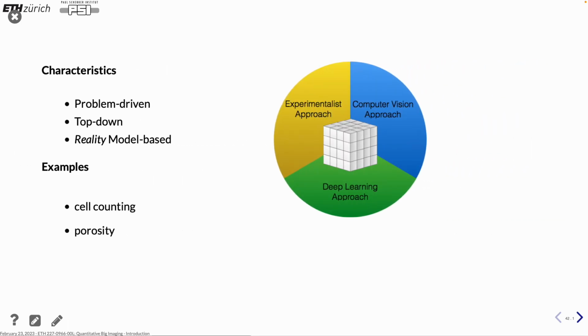Looking at the experimentalist first, you have a very problem-driven, top-down approach. You will have a reality-based model. You know what you actually have, if it is a human body or some kind of mechanical device, at least you know what it is. It could be that you want to count cells, or look at the porosity, for example in geological samples.